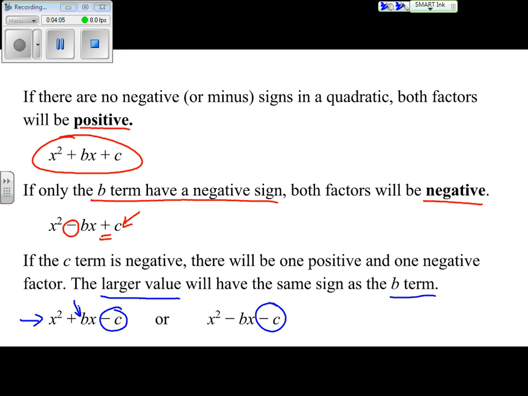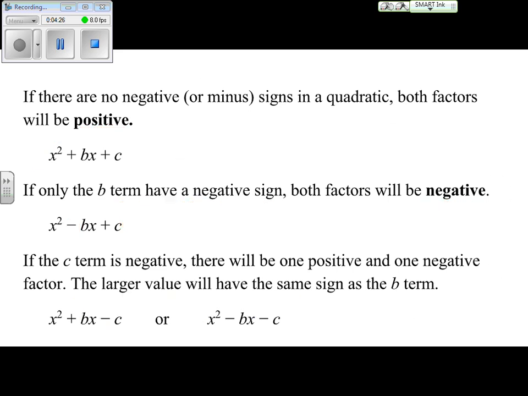And then if we look at this example here, again, we can see our c is negative, so we're going to have 1 factor of c that'll be positive, 1 that's negative. But if we look at the overall absolute value of those numbers, the one with the larger value will be the negative one, because that is what our b term has the sign of. Now, some of this might be a little bit confusing in words, and so good news, we're going to look at some examples next.